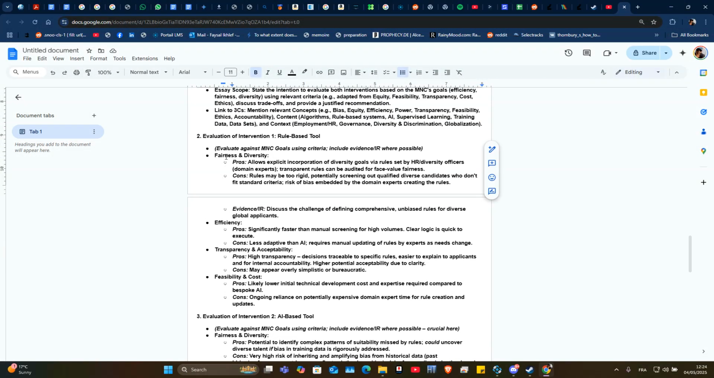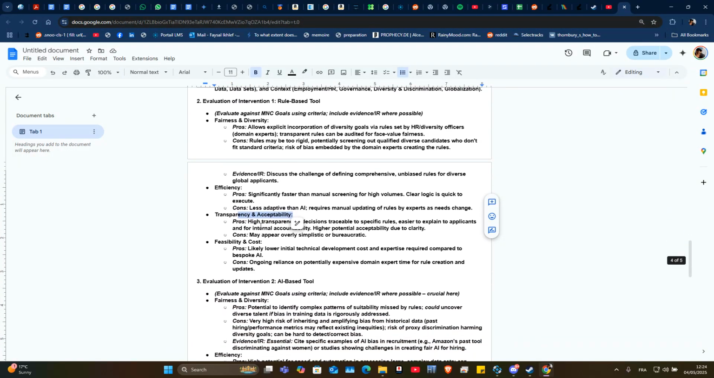Evaluate, like I said, fairness and diversity. Fairness and diversity is related to the ethics and values criteria. So you are already going to cover that point when you start mentioning it. You have efficiency, you have transparency and acceptability, you have feasibility and cost. Yeah, these two, by the way, you can merge them together like this. And for acceptability and equity, you can also merge them. So just with 2, you already covered 4 of the 6. And yeah, that's it, literally.